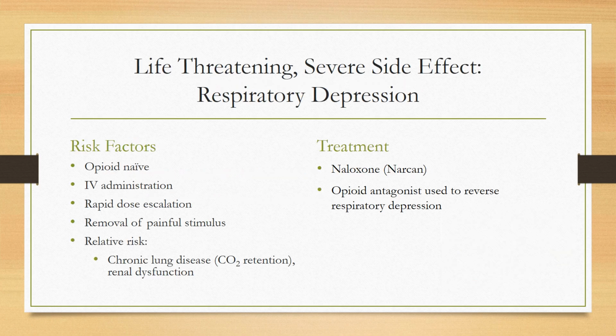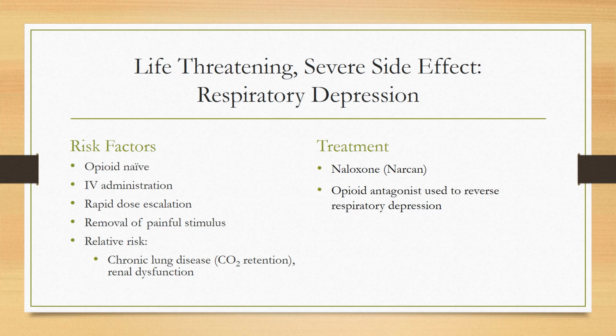And then the last is the life-threatening severe side effect of respiratory depression. So, risk factors for these: if you've never been on an opiate before, or you give it to them IV, or you're rapidly increasing the dose, or they already have some sort of baseline lung or kidney dysfunction, then they're at increased risk of this respiratory depression. And so one of the best ways we have to treat this is naloxone or Narcan.